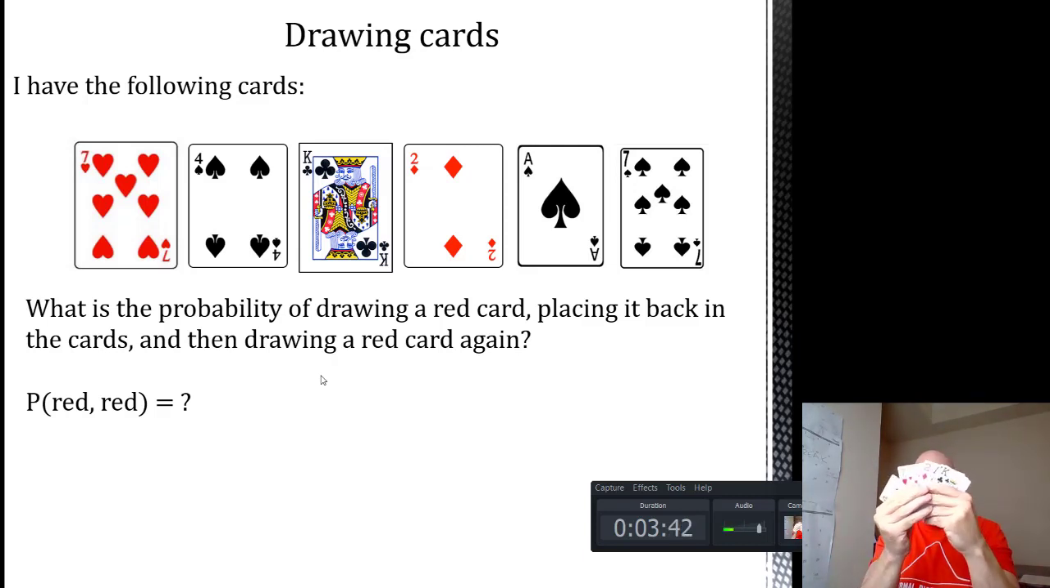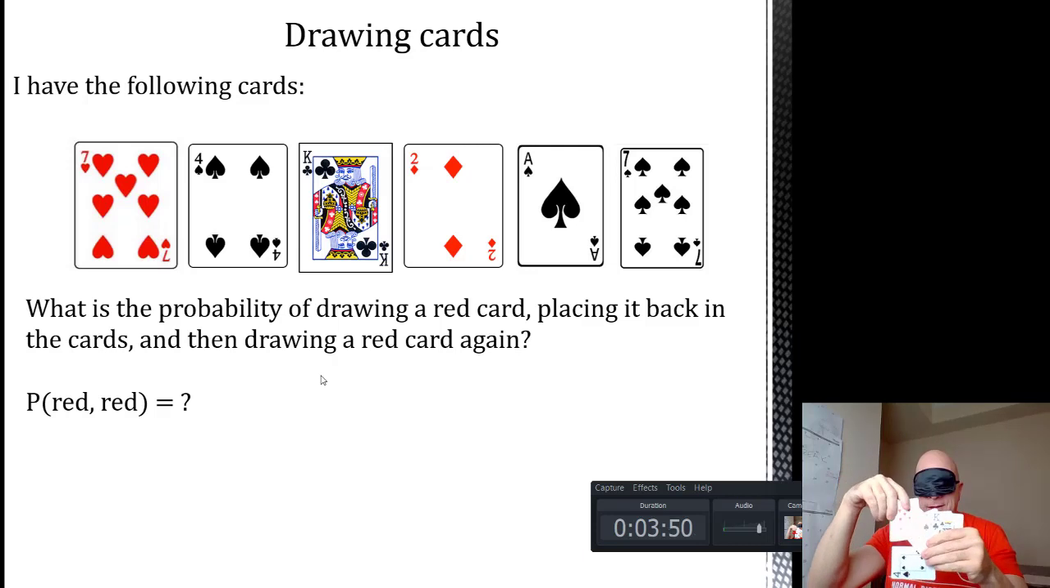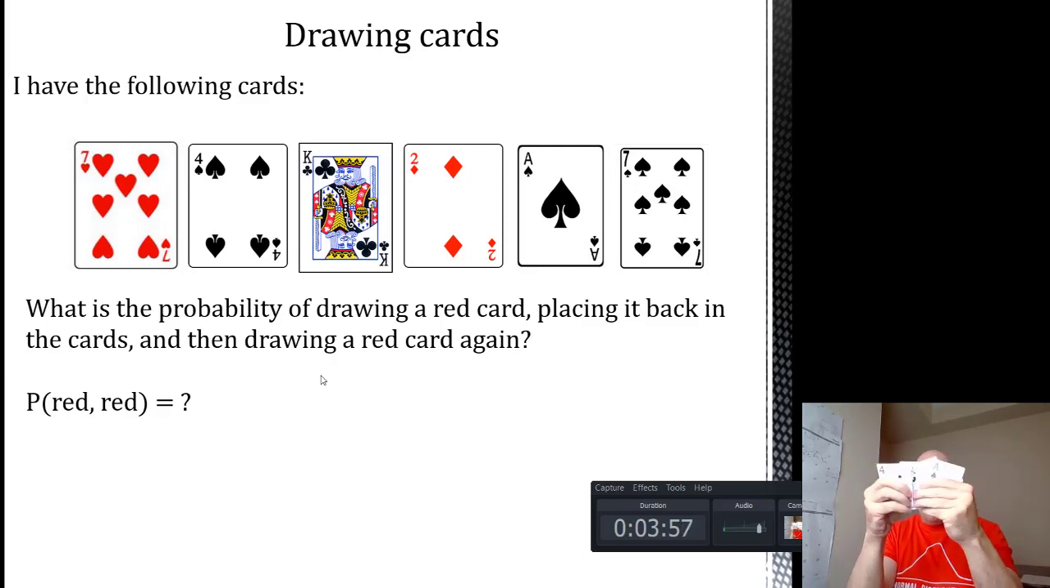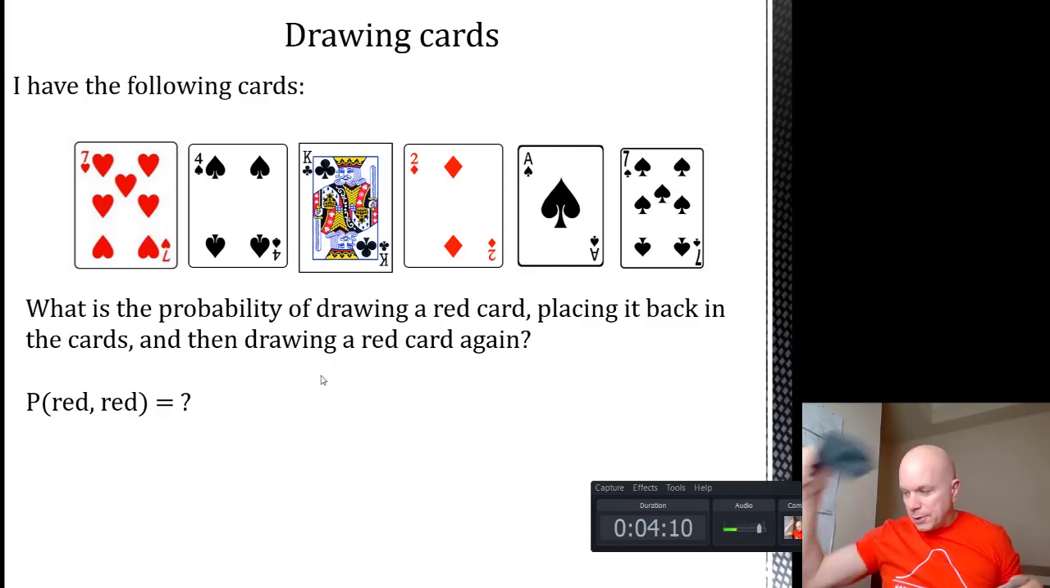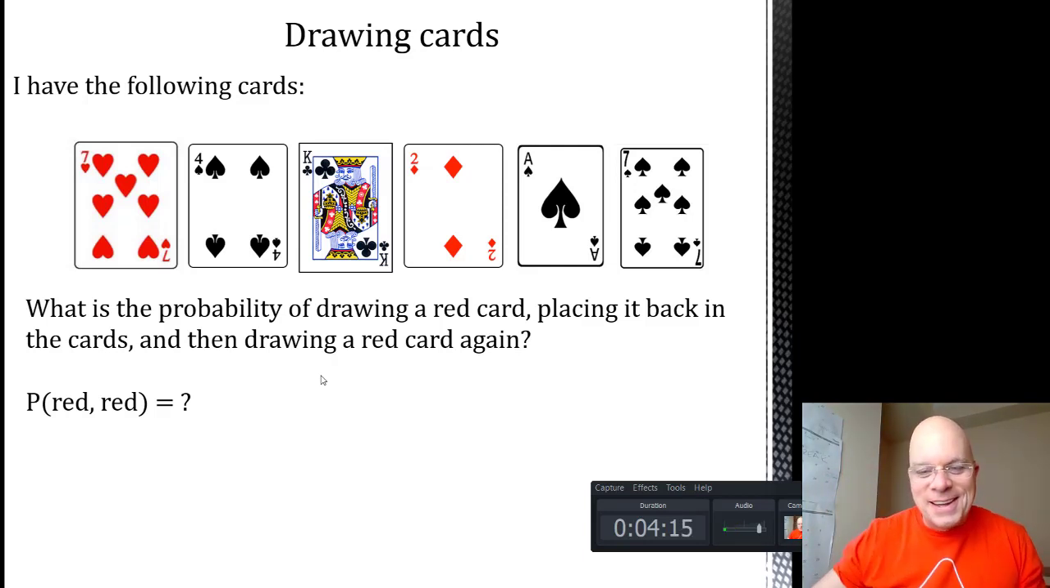What's the probability that I would draw a red card at random, like that, put it back in the deck of cards, mix them up, and then randomly draw another red card, like that? We can calculate that probability. It's funny doing it with a blindfold on because I actually don't know if I did it. I guess I'll know when I edit the video.